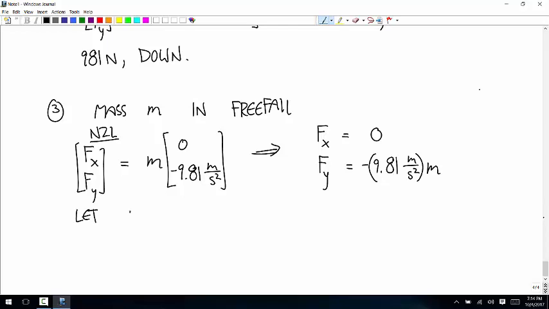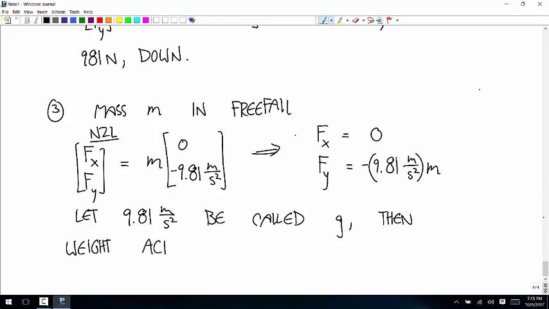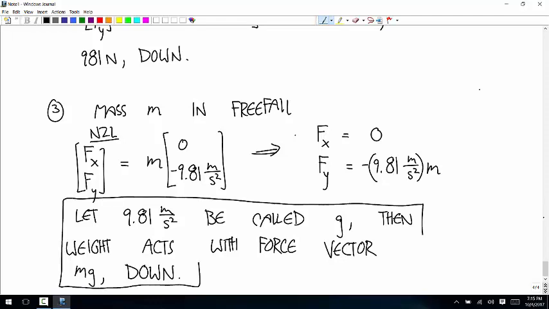So if you define 9.81 meters per second squared, you call that lowercase g, then the weight acts with a force vector mg down. Okay, so there's what gravity does.